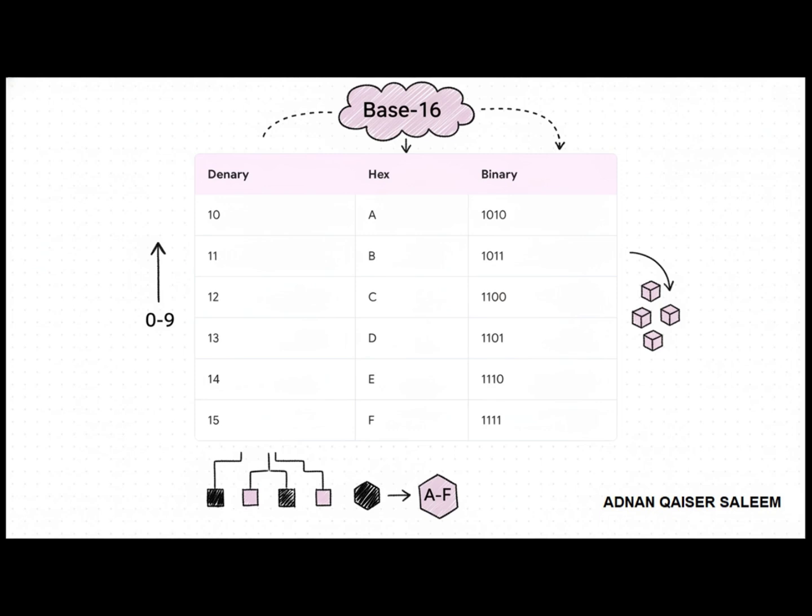Well, since it's base 16, it needs 16 totally unique symbols. It borrows the familiar digits 0 through 9 for the first 10 values. But then, to represent denary values 10 through 15 with just one single character, it uses the letters A through F. It's such a brilliant trick because it lets us squish any 4-bit binary sequence, which holds a max value of 15, into just one single hexadecimal character.